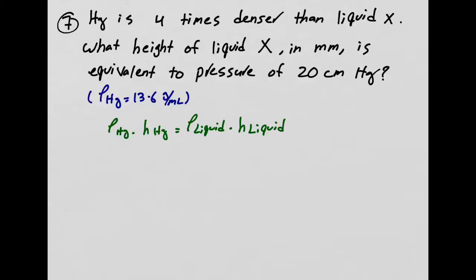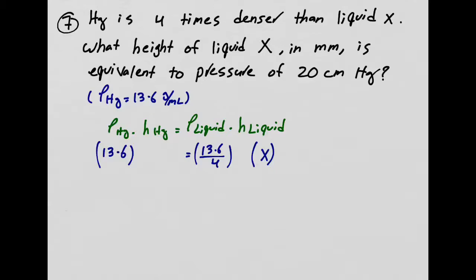In this problem, what they ask you for is the height of liquid X. So I'm going to say this is my X. That's important, which means every other variable should be given because I cannot have more than one variable. Density of mercury, that's a constant, is given to you, 13.6. They don't give you the density of the liquid, but it says that mercury is 4 times denser than liquid X. So the density of liquid X is 13.6 divided by 4.